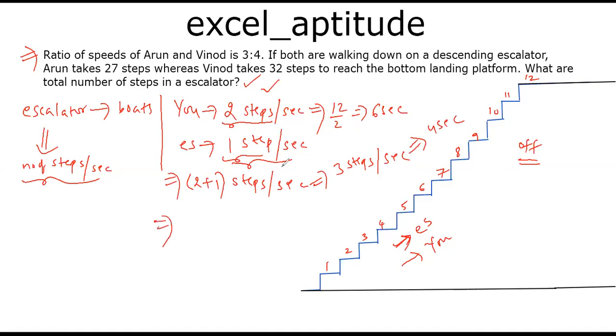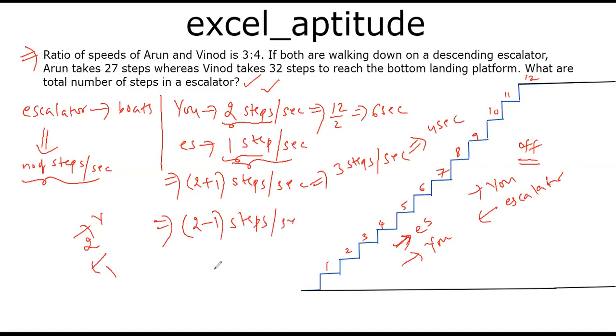For example, if you are moving in the opposite direction to the escalator, the speed will get subtracted, because you are moving 2 steps upward and the escalator is moving 1 step backward in 1 second. So the effective speed will be 2 minus 1, that is 1 step per second. So it takes 12 seconds to move upward when moving in the opposite direction. If both are moving in the same direction, it takes 4 seconds.